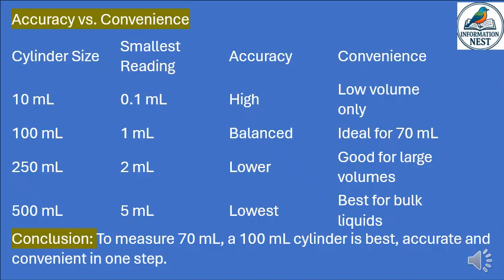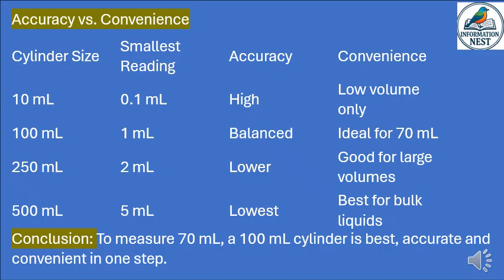The 100 milliliter cylinder is balanced and brilliant. It reads down to 1 ml and it's just right for measuring 70 milliliters in one go. No fuss, no spills. The 250 milliliter cylinder is good for large volumes but less precise. Smallest reading is 2 milliliters. So if you need accuracy, this one is a bit too relaxed. The 500 milliliter cylinder is great for bulk liquids, but the smallest reading is 5 milliliters. That is like trying to measure a teaspoon with a bucket.